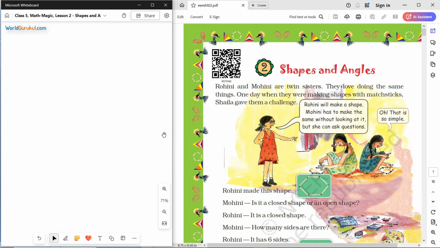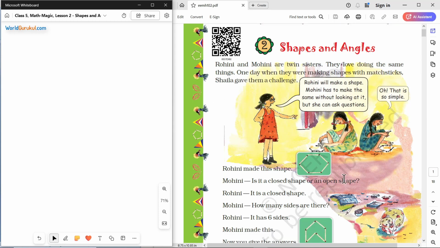Hope you all have played with matchsticks or small sticks or some building blocks. You can make a lot of shapes with those items, right? So here two girls are there, they are twin sisters and they are making some shapes. Do you know what is closed shape and open shape?